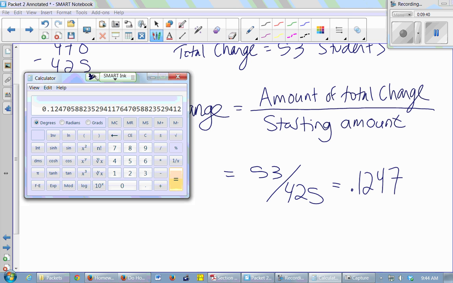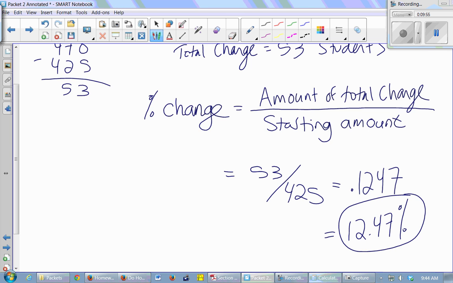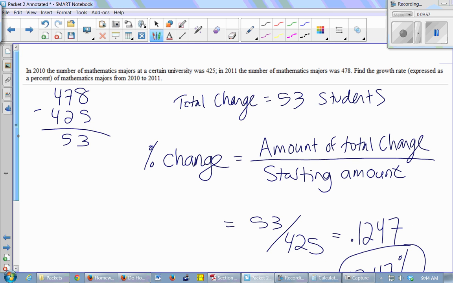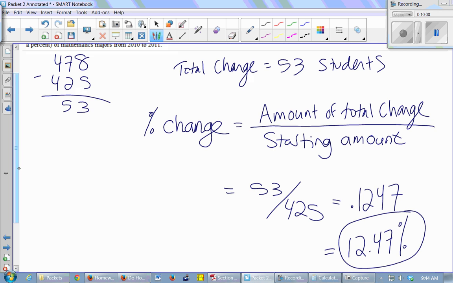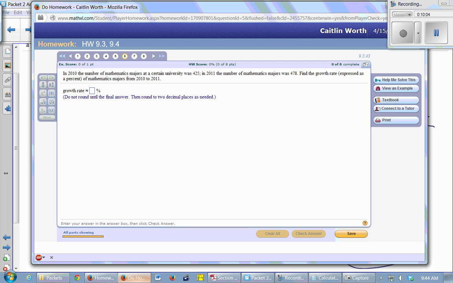So that's a decimal that represents that fraction. Well, how would I write that as a percentage? 12.47%. And then we just should be careful to see if they gave us instructions on how to round here. It doesn't say. Let's see if it's in the answer. 2 decimal places. Yep. Yeah, so 12.47 is what you would type in there.